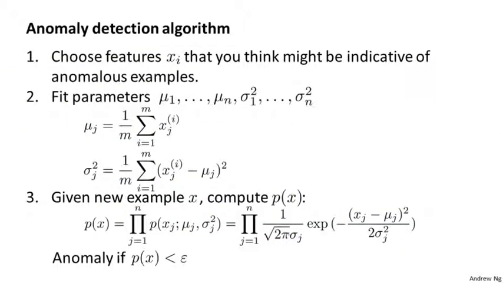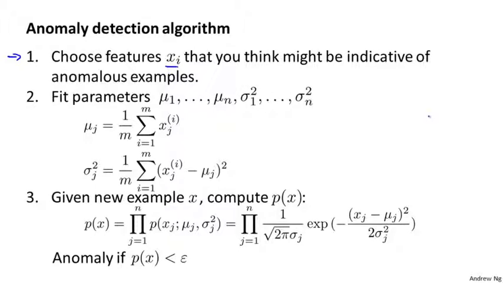So putting everything together, here's our anomaly detection algorithm. The first step is to choose features, or come up with features xi, that we think might be indicative of anomalous examples. What I mean by that is, try to come up with features so that when there's an unusual user in your system that may be doing fraudulent things, or, for the aircraft engine example, when there's something strange about one of the aircraft engines, choose features xi that you think might take on unusually large values or unusually small values for what an anomalous example might look like.